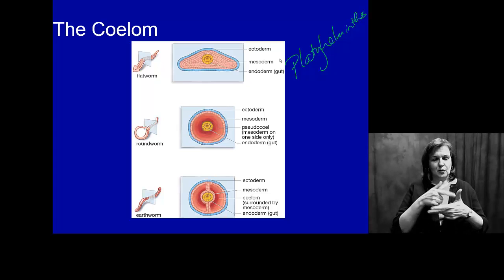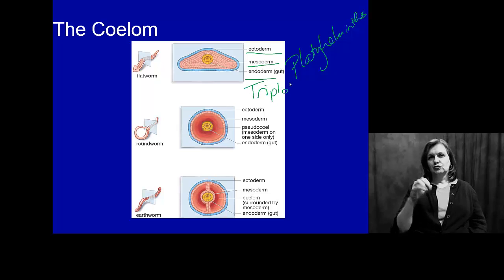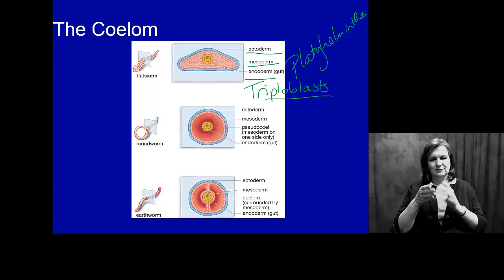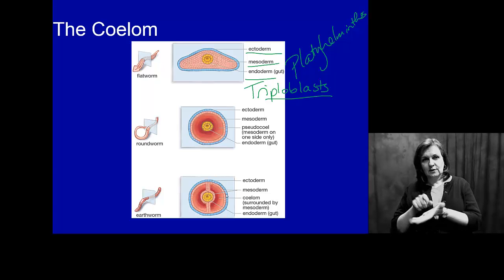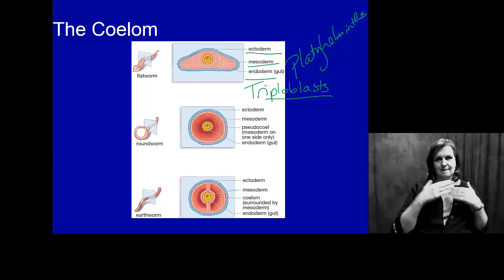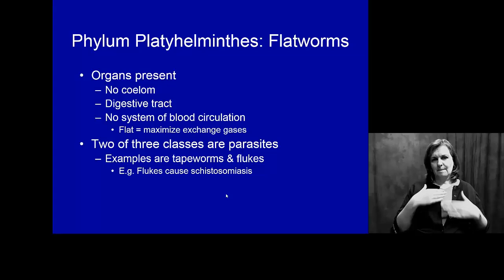You see here they have three body layers. They have ectoderm, mesoderm, and endoderm, meaning that they will be triploblasts. But you see there's no opening, right? When we talk about our roundworms and our earthworms later, they have open spaces inside. Flatworms are flat for a reason. They have no body cavity.